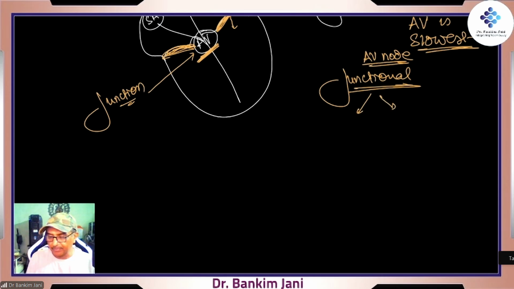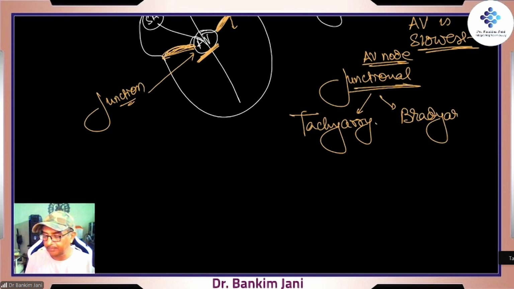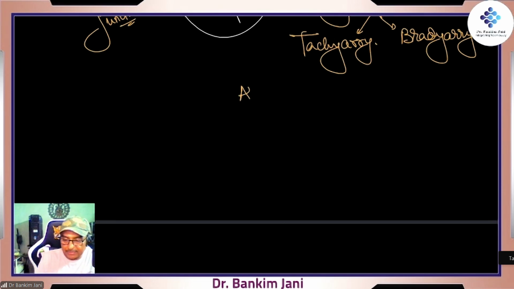So this makes sense. Junctional tachyarrhythmia and bradyarrhythmia. Because when the AV node is affected, there is no way it would be a normal thing. When the AV node is affected, definitely some abnormality has started. The heart is behaving in some wrong way. So that's why, let's understand this AV node.